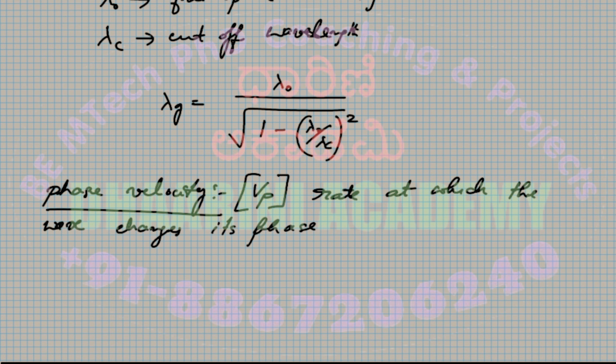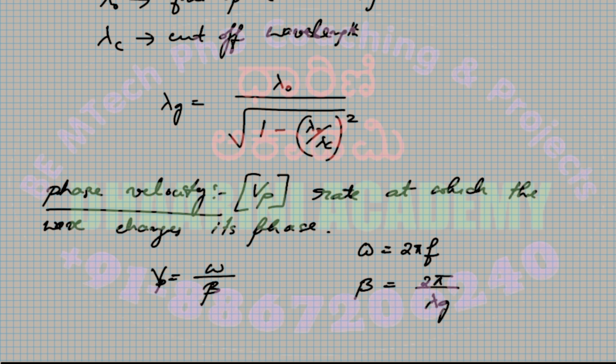Its phase is what is a measurement, right? So we can try to write the Vp equation as omega divided by beta. Where, how do you calculate omega? Omega is equal to 2 pi into f, and beta is equal to, if you want to use it, 2 pi divided by lambda g.